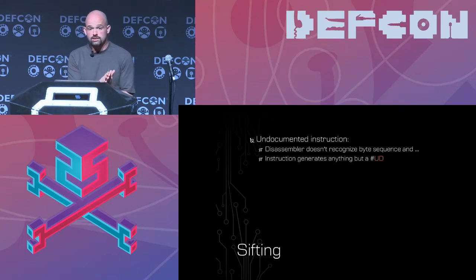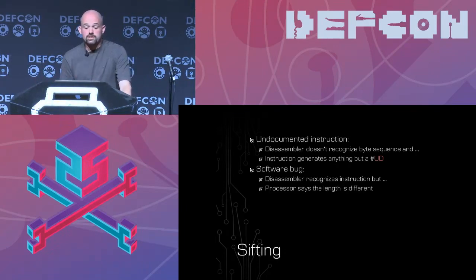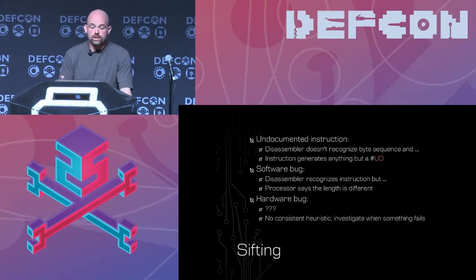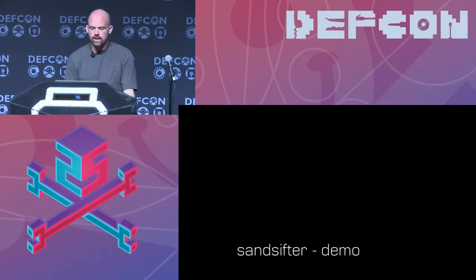Basically, if the disassembler doesn't recognize a byte sequence, but that byte sequence generates anything other than an undefined opcode exception when it executes, that means that this instruction actually exists on the processor, even though it's not in the documentation. We can find software bugs this way. If the disassembler recognizes an instruction, but the processor says that instruction's length is something different, that's usually indicative of a software bug. And with the search, we can also find hardware bugs. And there's actually no really good heuristic I came up with for these hardware bugs. Basically, when everything goes haywire, you can dive in and figure out what's really going wrong on this system.